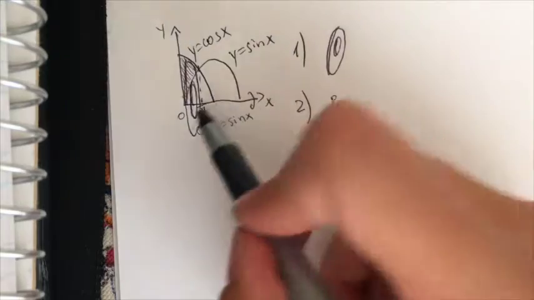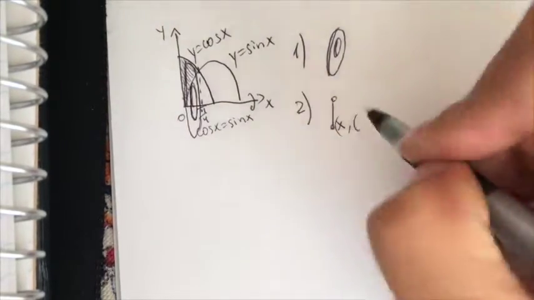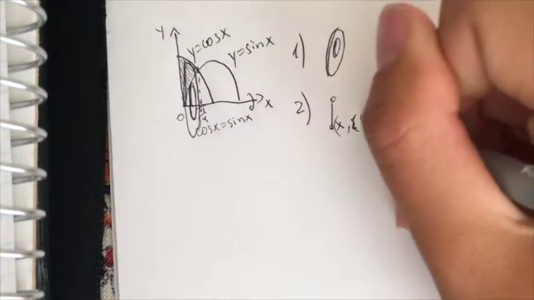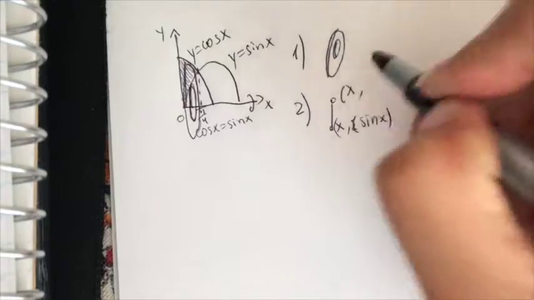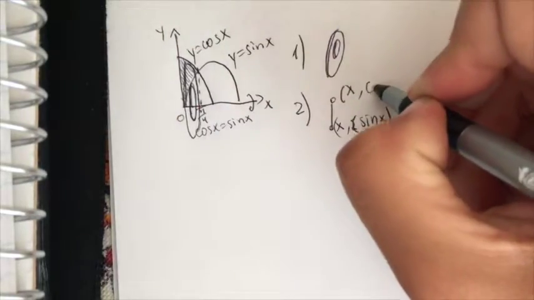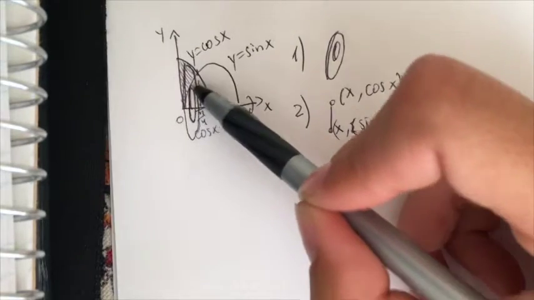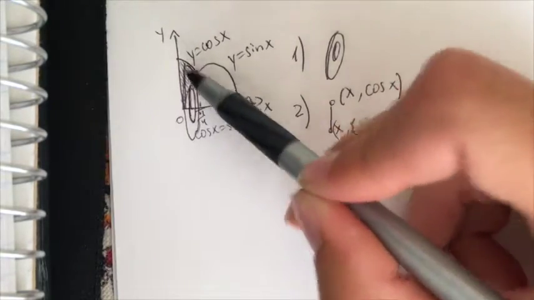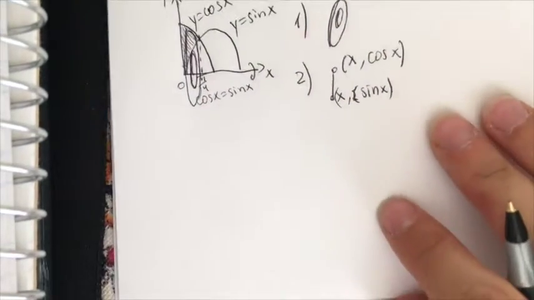When we take a segment, the first one will be again some x sine x, because that's our first curve. The second will be x cosine x, our second curve. So we go from x sine x to x cosine x, because we have two heights. Okay, step number 3.